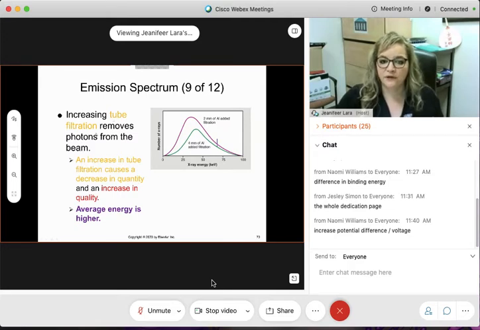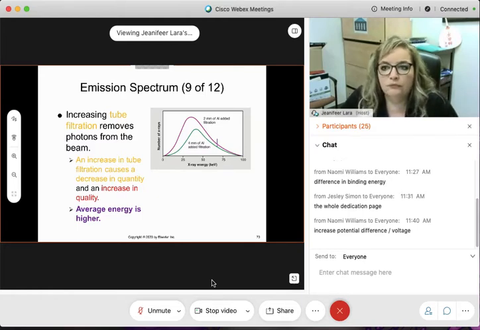The tube filtration. What is the function of tube filtration? The weak. So it weeds out the weak. I like it. So when we increase tube filtration, what happens? Should our quantity go up or should our quantity go down? Yes, it should go down. You're right, Dylan. So if I increase my thickness, I went from 2 millimeters of aluminum to 4 millimeters of aluminum, did it decrease my amplitude? Yes. More absorbing material.